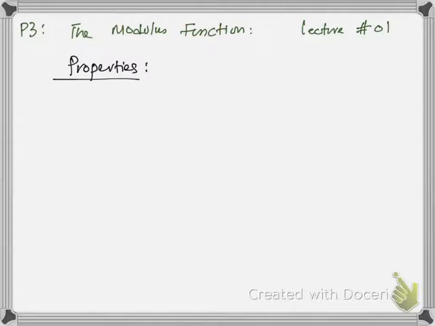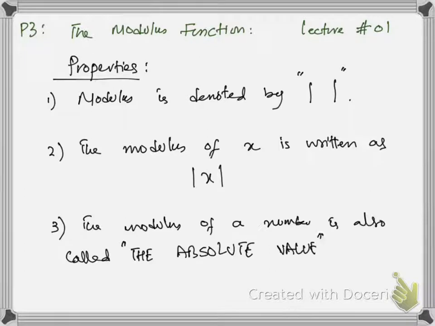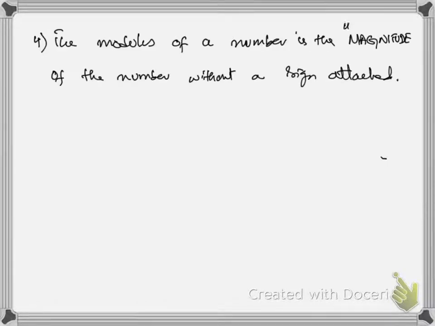Sallallahu alaihi wasallam. Today we will begin with modulus function properties. Modulus is denoted by this symbol. The modulus of x is written as... The modulus of a number is also called the absolute value. Property number 4. The modulus of a number is the magnitude of the number without a sign attached. The word magnitude means the numerical value.